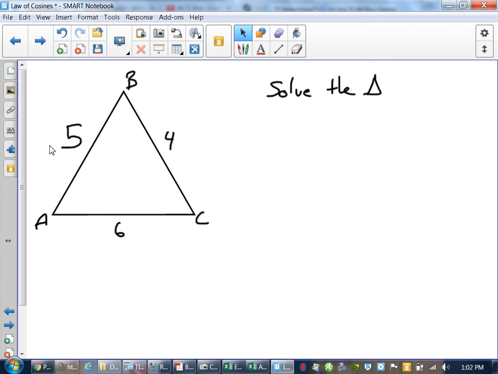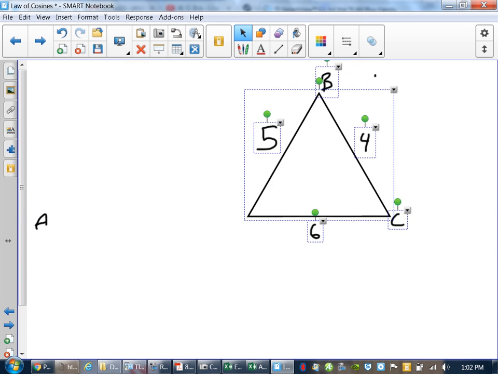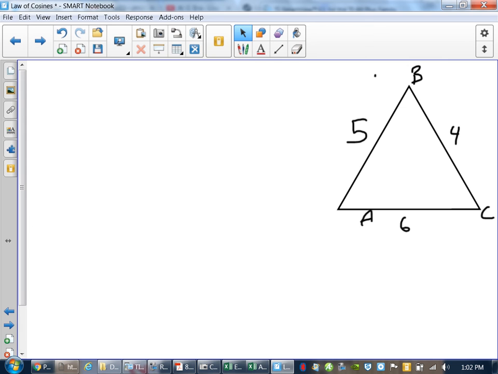For right now, I'm not going to worry about solving the whole triangle, but in this example, which angle is it forcing you to solve for first? Which would be the largest angle here? B. Remember, the largest angle is always across from the longest side length. So if 6 is the biggest number, the angle across from the 6 is angle B. So that means I'm going to use the B equation.